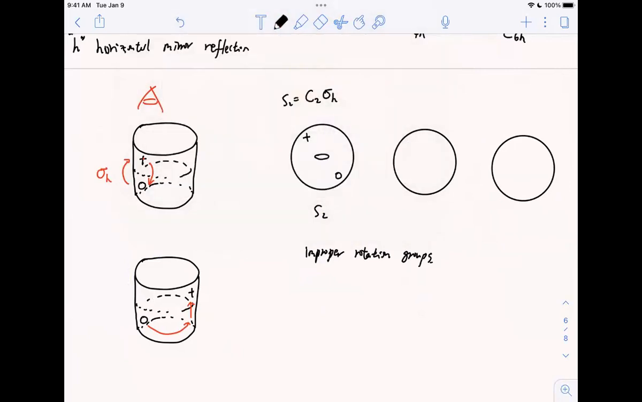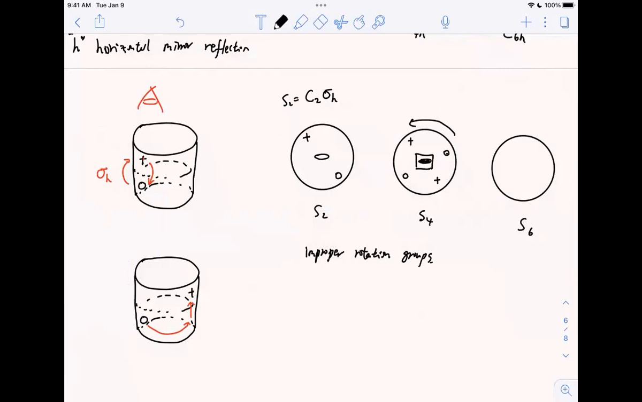S3, S4, and S6. So it's like this. You have a hole here, two holes, and then two like this. So basically what it means is you rotate 90 degrees and do a reflection, then this point will go back to this. Okay, so this is called S4.